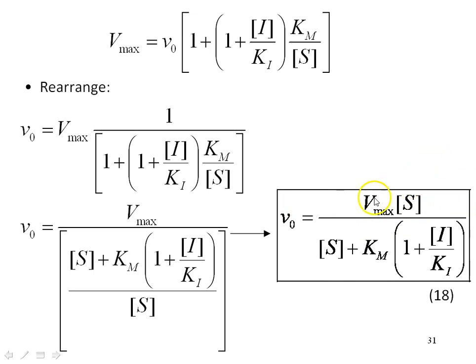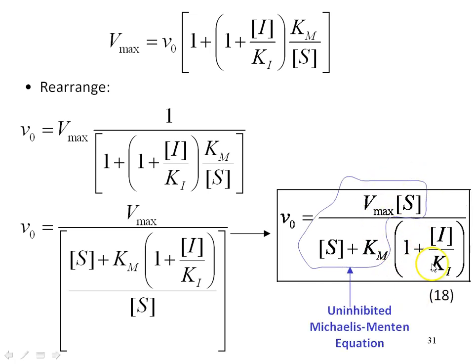Now notice this equation is very similar to the Michaelis-Menten equation that we derived previously, except that it has a term here. In fact, that part of the equation is just identical. It is the Michaelis-Menten uninhibited equation, just as it is.